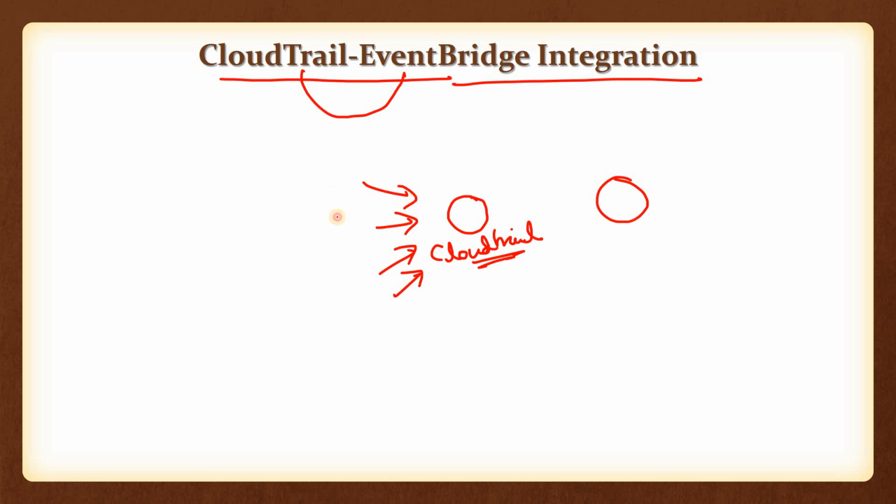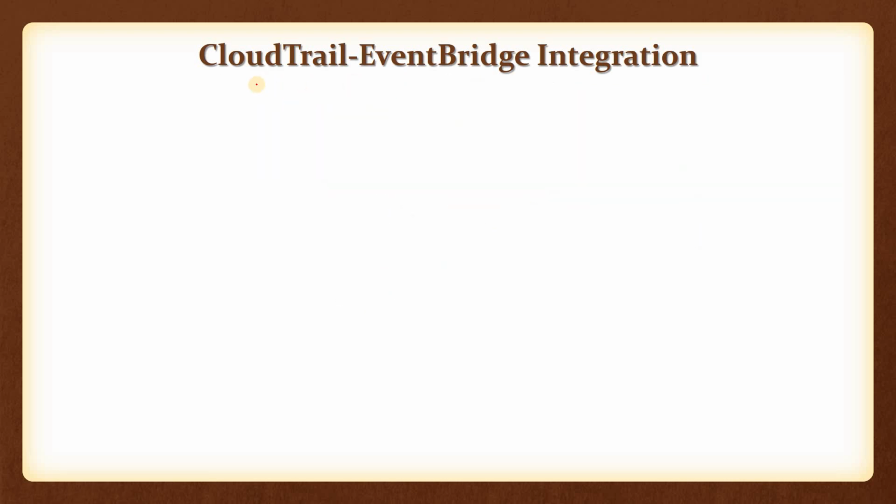So if we can send any sort of API activity from CloudTrail to EventBridge, then from EventBridge we can trigger any AWS service to perform certain activity, right? That's why this particular integration plays a very vital role, and using these two we can automate several compliance or security related processes, and that's why industry uses this integration very frequently. So let us try to understand it with one practical example or practical situation.